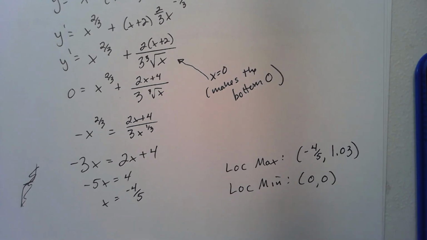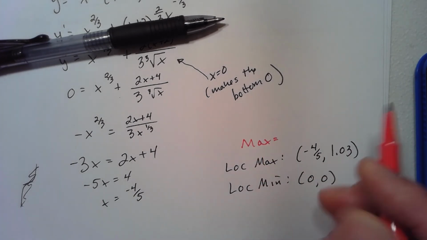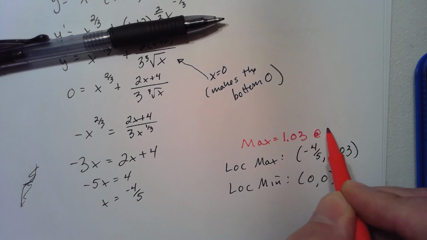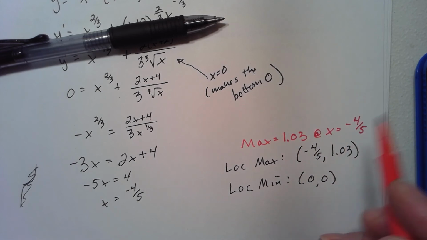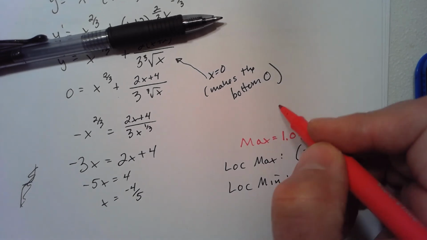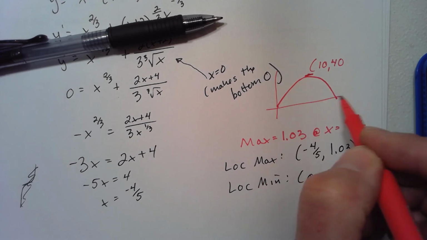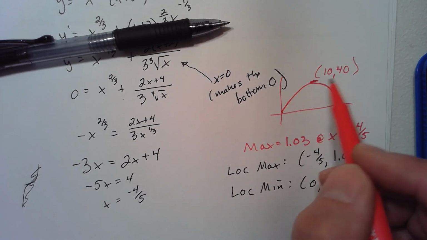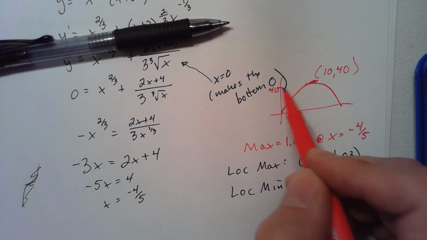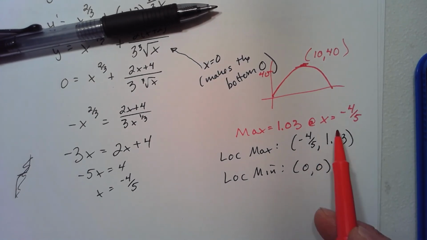All right, so the only thing I would say in this problem is I prefer that you tell me that the maximum is equal to 1.03 at x equals negative 4/5. Because if I ask you what's the maximum, it's not an ordered pair. The maximum is always the y value of the ordered pair. Like if I throw a football in the air and it goes up like this, and it reaches 10, 40 right there. If I ask you how high did it go, you wouldn't tell me it went 10, 40. You would say it went 40 feet high. So the maximum is 40 at 10. So the maximum here is 1.03 at x equals negative 4/5.